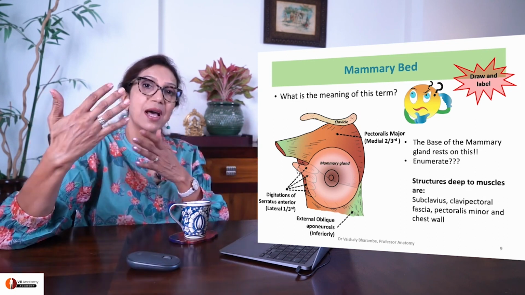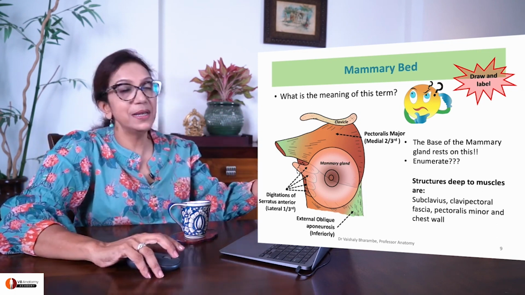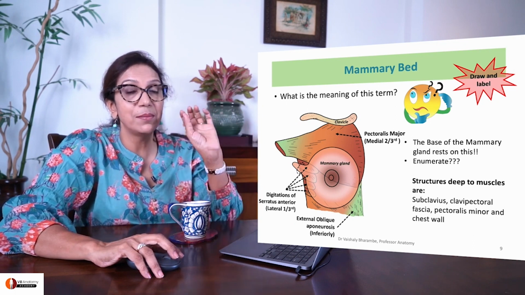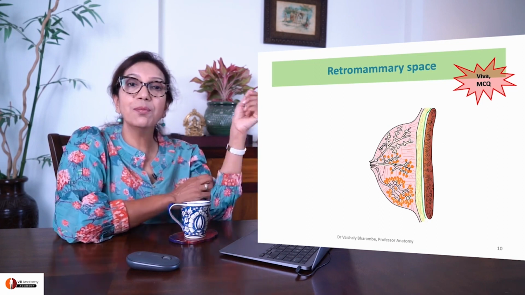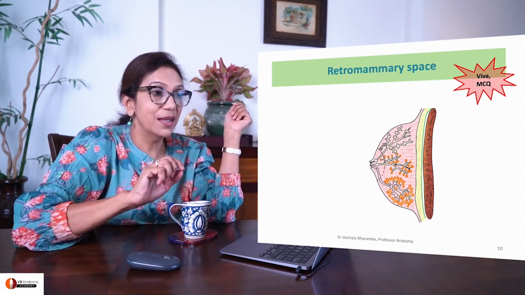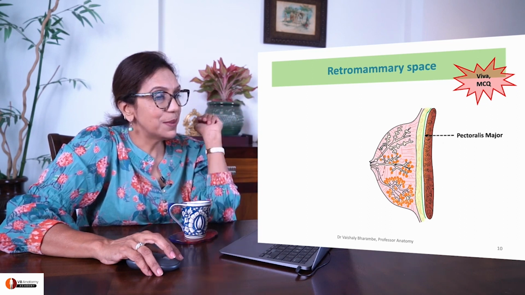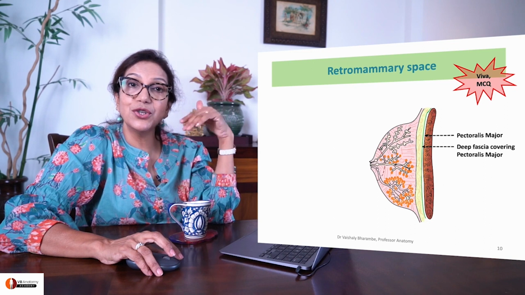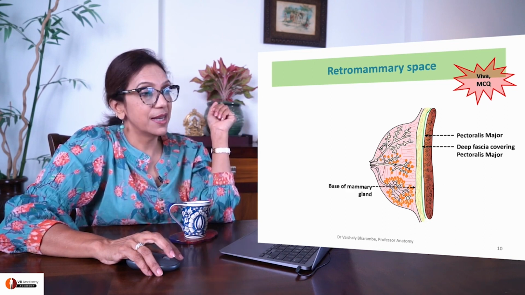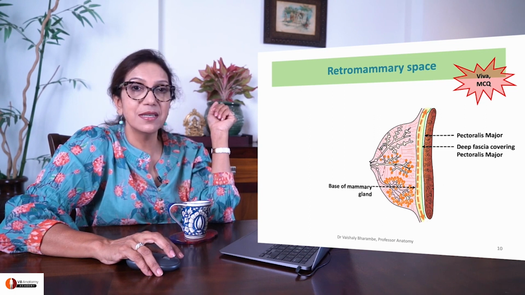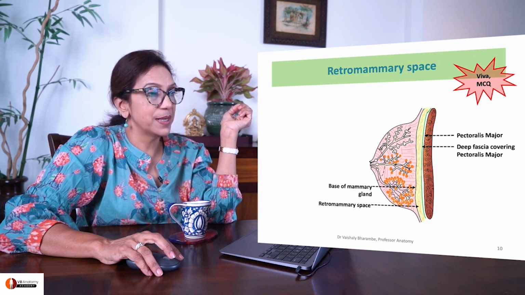Structures deep to this are subclavius, pectoralis minor, clavipectoral fascia. All that will be lying deep to the immediate mammary bed. Now I talked about something called a retromammary space. Remember 2 minutes back? What is this? So understand that this is the pectoralis major. This is the deep fascia covering the pectoralis major. This is the base of mammary gland, and in between them there is a space which is loose areolar tissue, which is called the retromammary space.